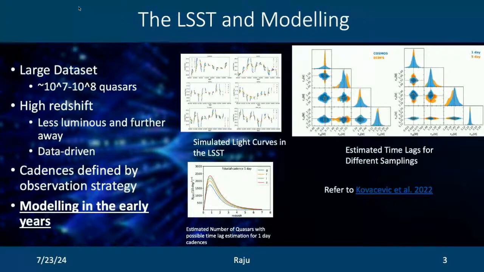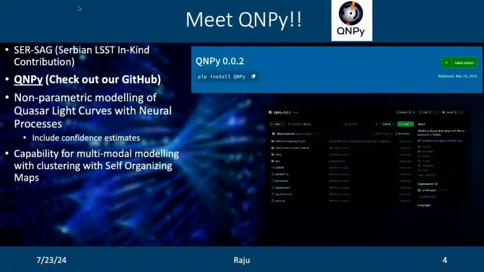We also want models that can learn from very few data points so that we can start modeling within the early years itself. That's why we have our QNPy package, which you can check out with a simple pip install or on GitHub. We recently published the 0.0.2 version, and we've put the workshop for that online, where we've integrated the self-organizing maps that we described in the previous talk, and they work in tandem with the neural processes.